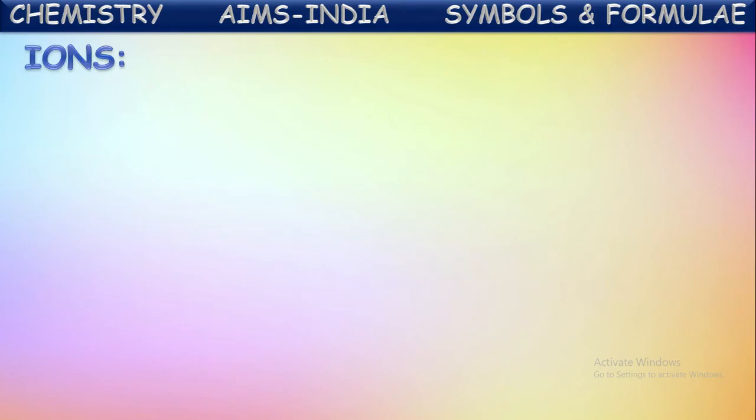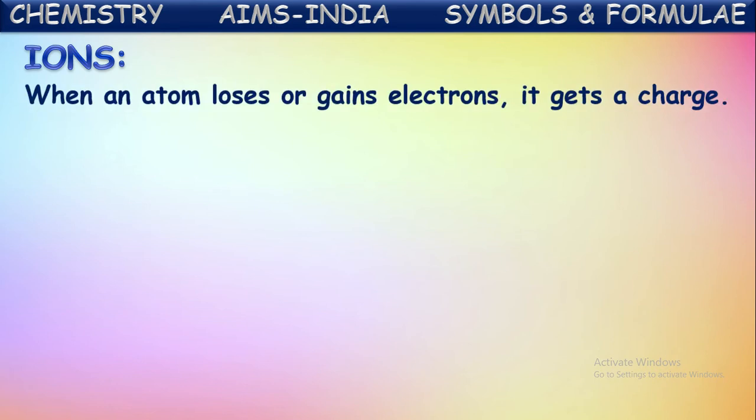Okay, first let us go through the ions. When an atom loses or gains electrons, it gets a charge. Why do atoms gain or lose electrons? We have learned in the earlier sessions that atoms which have 8 electrons in their outermost shell are more stable. The elements which do not have 8 electrons in their outermost shell are unstable.